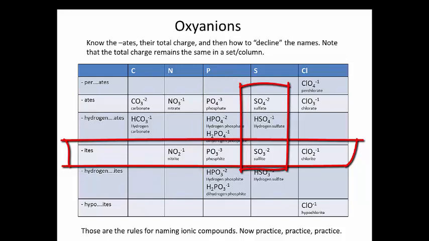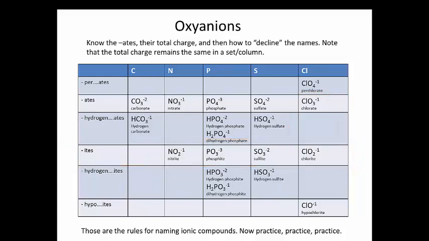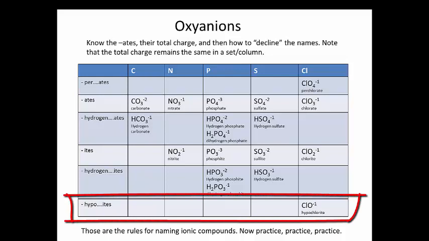So sulfite is SO3 minus 2. Chlorate. Chlorate was ClO3 minus 1. If we lose an oxygen, it becomes chlorite, ClO2 minus 1. So once you know the -ates, you then work on the -ites. If you lose another oxygen, you become a hypo-ite. Now there's only one column that you have to worry about, and that is for chlorine. It becomes hypochlorite, ClO minus 1. So it's lost 2 oxygens from its chlorate stage, it becomes ClO minus 1.